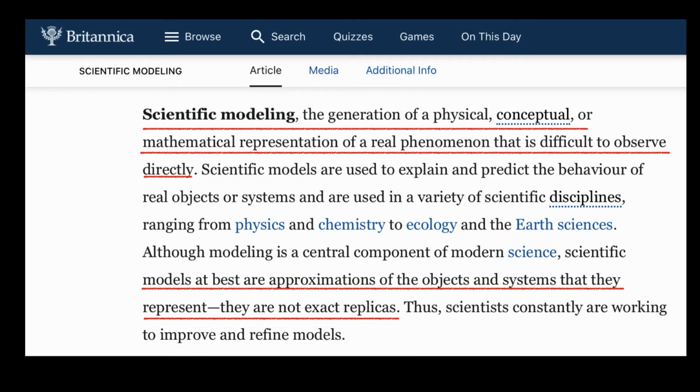Scientific modeling, the generation of physical, conceptual, or mathematical representation of real phenomena that is difficult to observe directly. Well, if you can't see it, how can you observe it, right? So if you don't observe it, you're going to model something that you can't see. Do you see the problem here? Scientific models are at best approximations of the objects and systems that they represent. They are not exact replicas. They're going to be abstract for the most part.